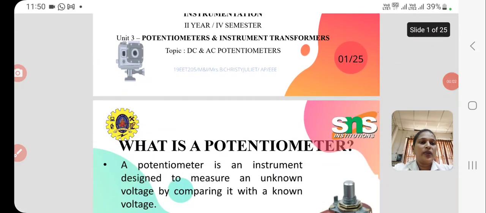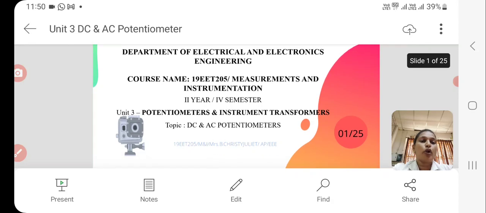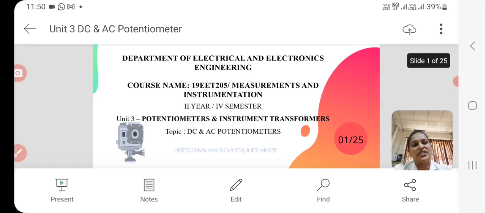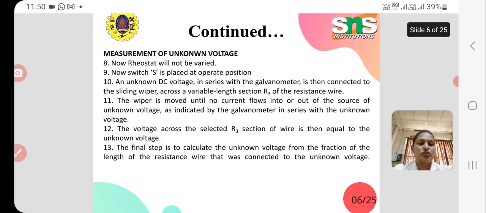Hello everyone, welcome to session 2 of module 3 of measurement and instrumentation. In the last module we discussed the basics of a potentiometer: what is meant by potentiometer, why it is used, what the uses are, where it is applied, and then a basic slide wire potentiometer, which is the basis of all the types of potentiometers. Now we will see the types of potentiometers.